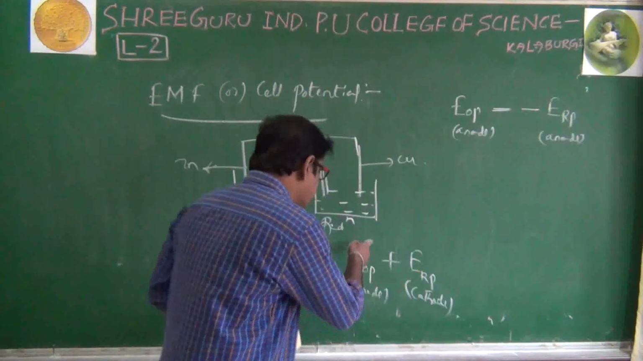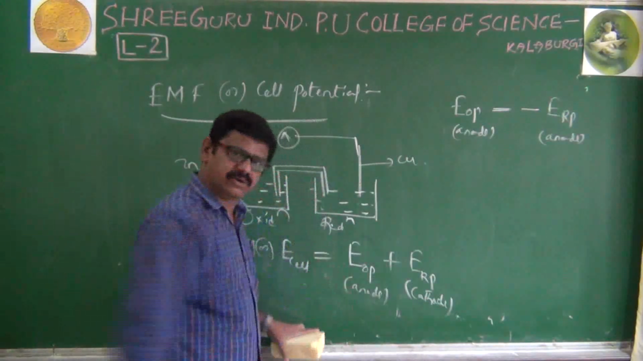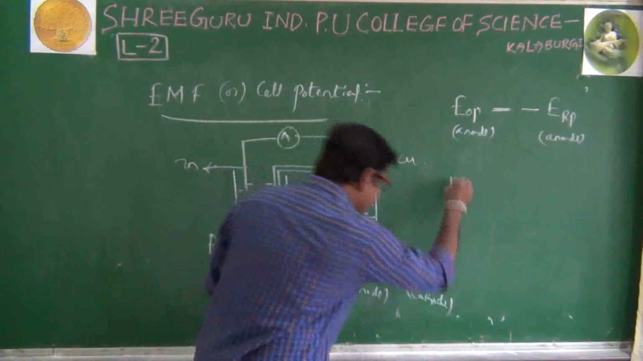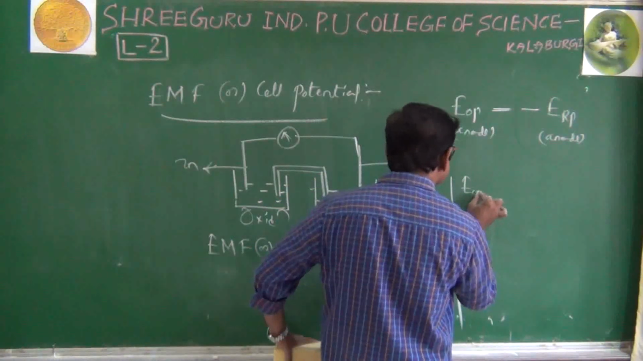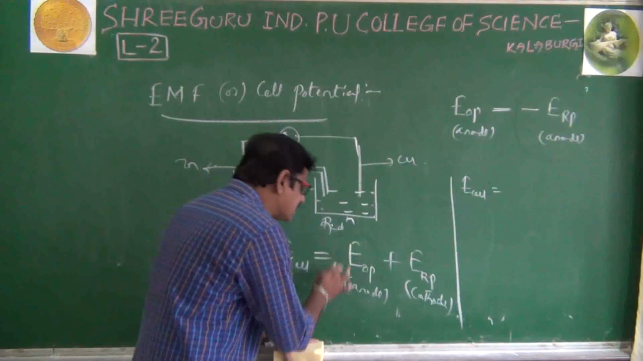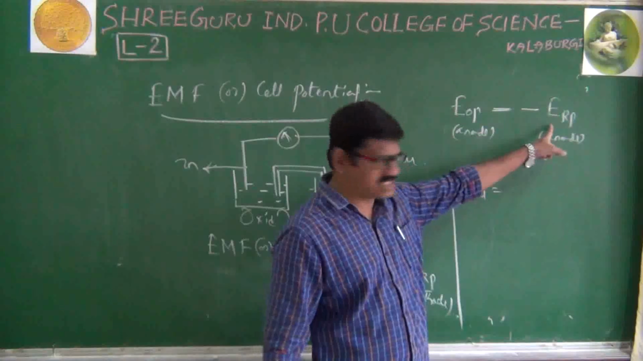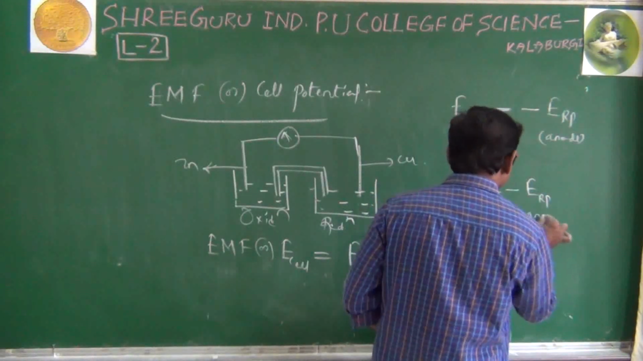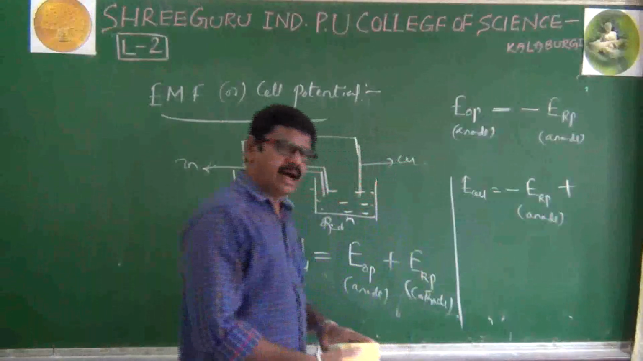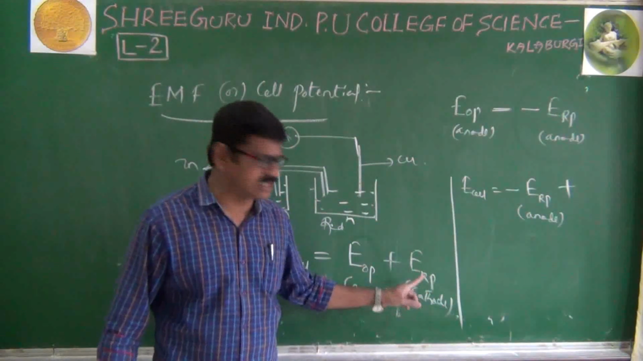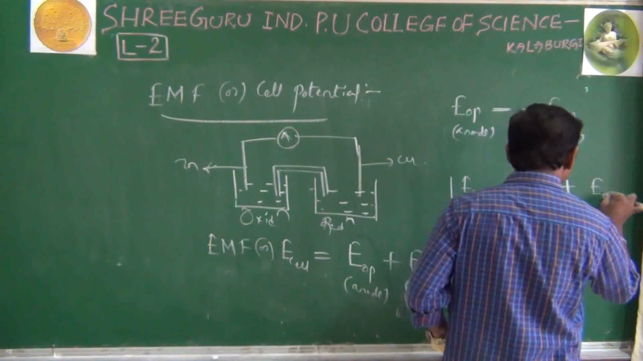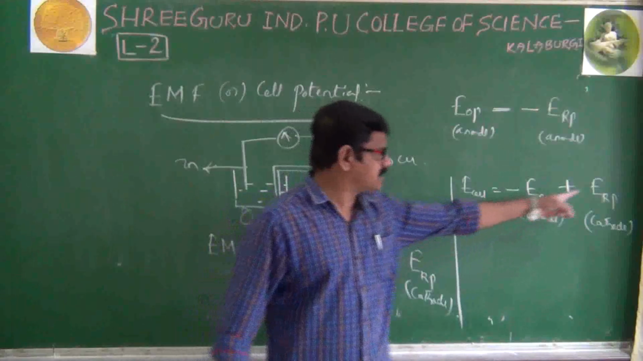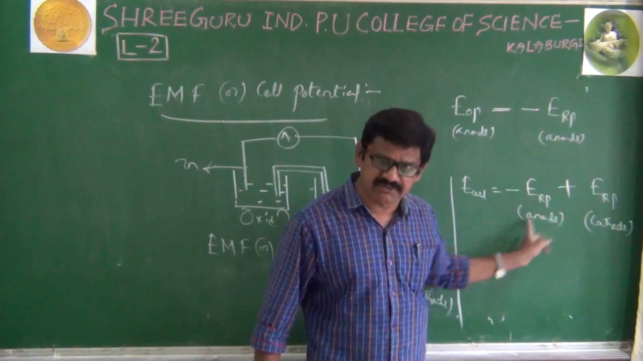Therefore, by removing this oxidation potential of anode, we will substitute the reduction potential here. Now EMF or E cell is equal to, instead of oxidation potential, I will substitute reduction potential. That is minus E reduction potential of anode, plus, already it is a reduction potential only, no need to change here, the reduction potential of cathode. Now, for both electrodes, only reduction potential values we have used.